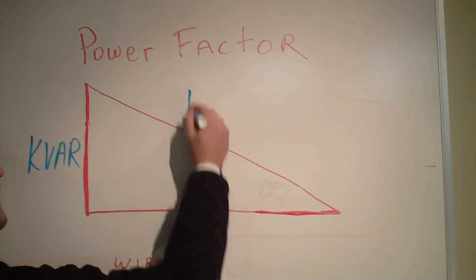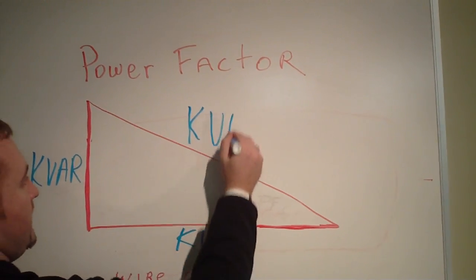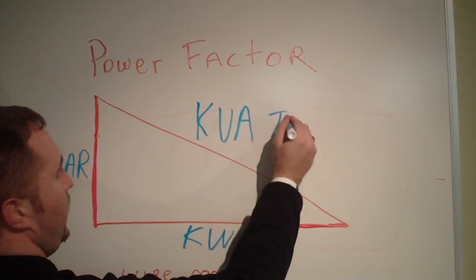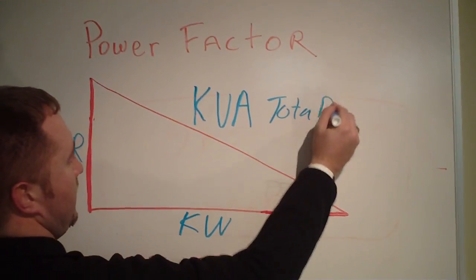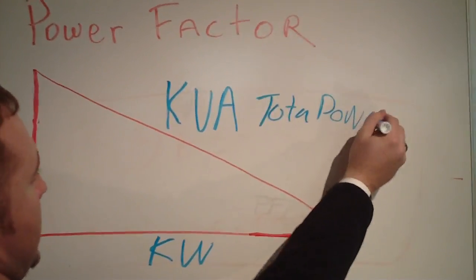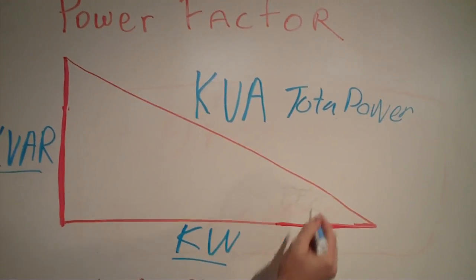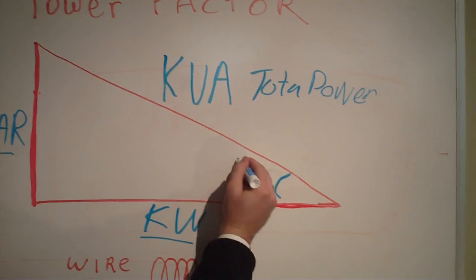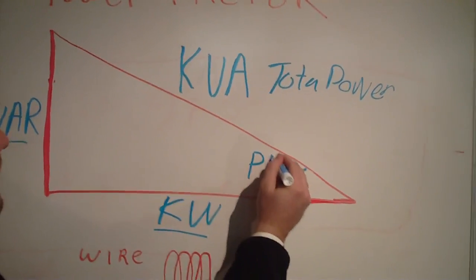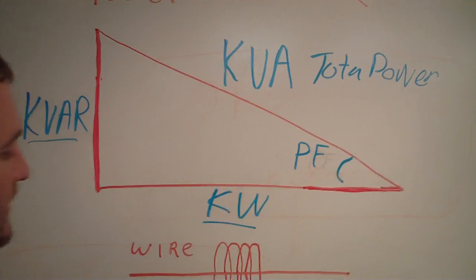Now this line over here represents kVA. This is total power, and this is the combination of kVAR and kW. And down here, the cosine of this angle is where we derive mathematically power factor.